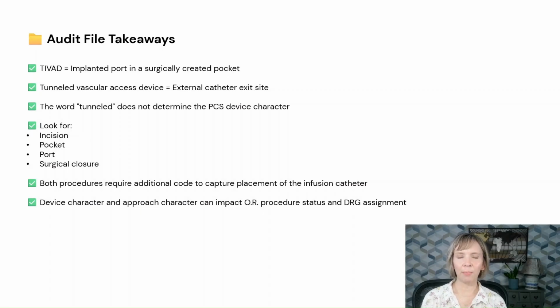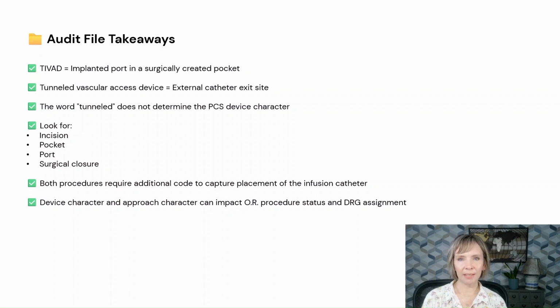Finally, let's review the key points that can help you avoid this coding error. A totally implantable vascular access device, or TIVAD, includes an implanted port that is placed within a surgically created pocket beneath the skin. A tunneled vascular access device is different because a portion of the catheter remains external to the body and exits through a separate access site.